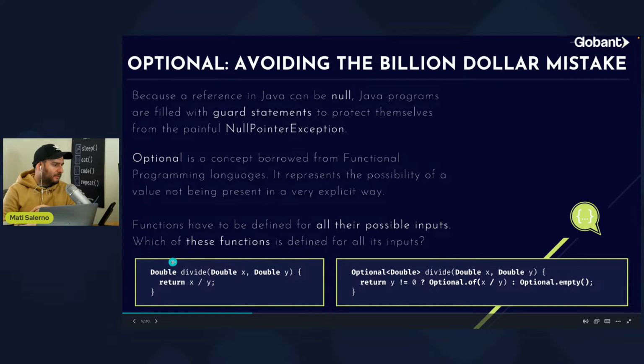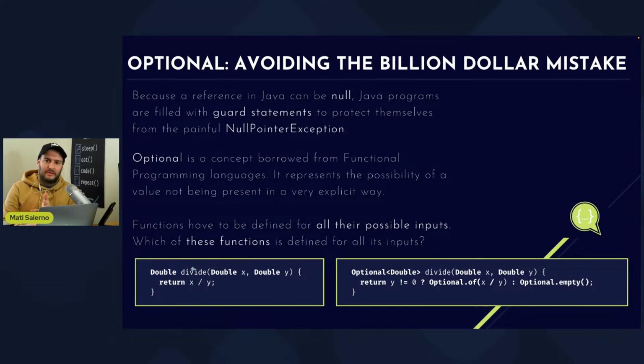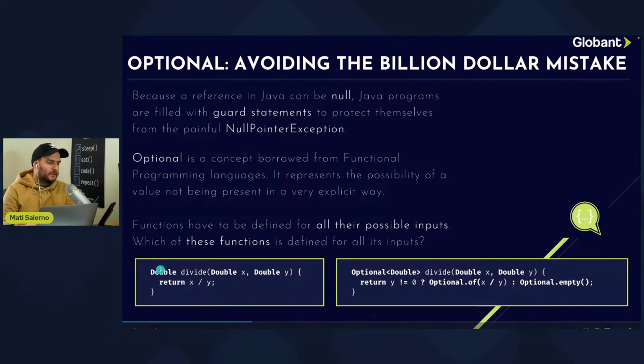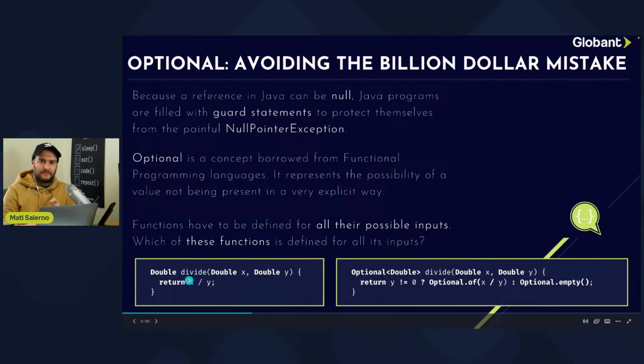We have this function called divide. It's a very simple function. It receives two doubles and it returns the division of those two doubles. So this function here says that it receives two doubles and returns a double, but actually there is also a different thing that could happen here. If y is a 0, then there's no return. There's going to be an exception because we cannot divide by 0.